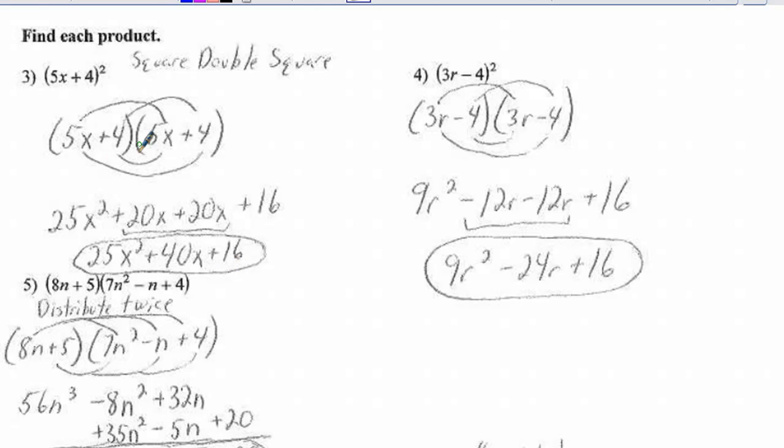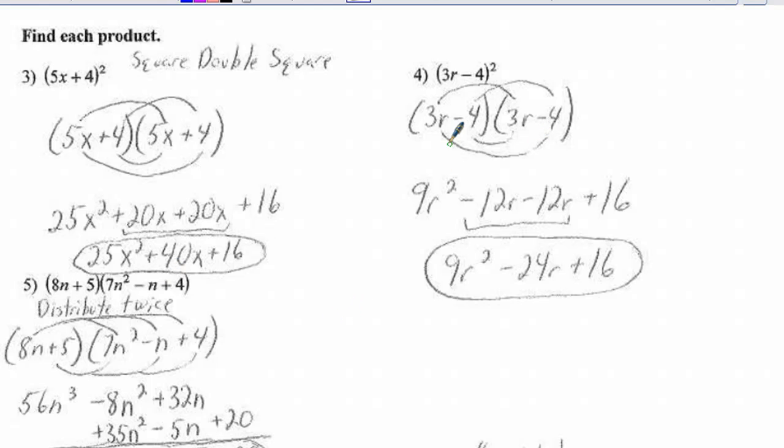So if you do FOIL, that's where the 5x and the 5x gave me the 25x squared. My outers, I get a 20x. My inside, I get a 20x. Together, I get a 40x. So you combine like terms there. And then 4 times 4 is 16. Do not be tempted to say 8 there. 4 times 4 is 16. So make sure you have 25x squared plus 40x plus 16.